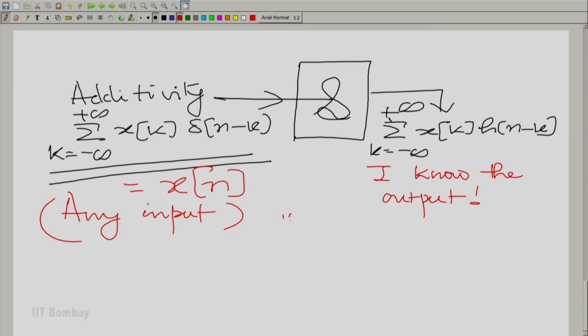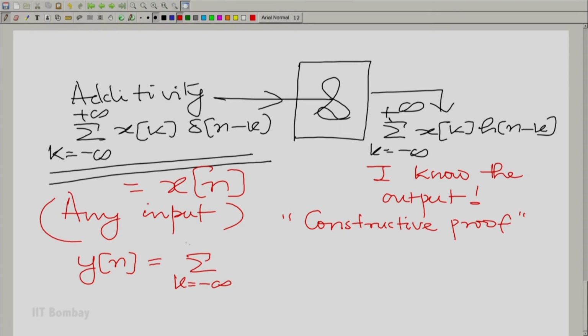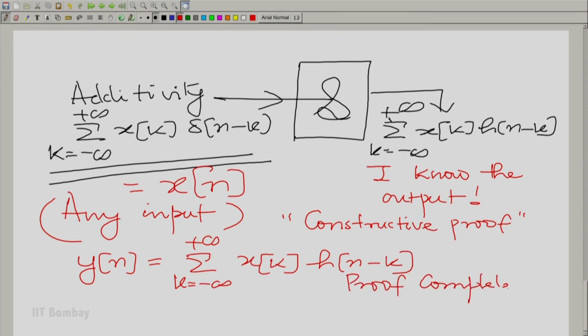So, this proof is constructive. This is what we call a constructive proof. I can tell you that the output is y[n] given by summation k going from minus to plus infinity, x[k] h[n minus k]. So, the proof is complete.